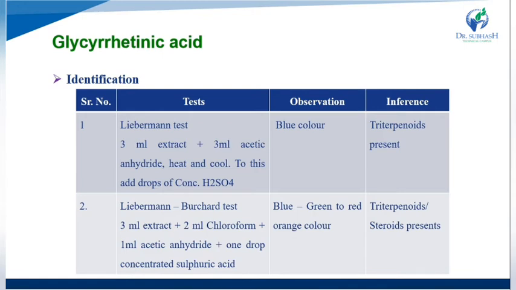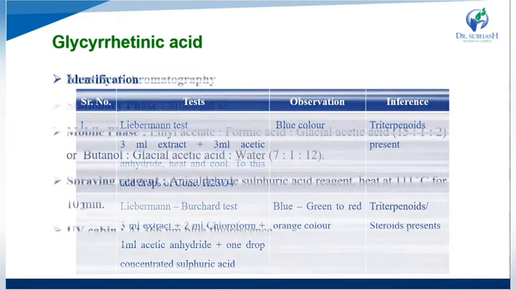The second test is the Liebermann-Burchard test. In this test we take 3 ml of the extract plus 2 ml of chloroform, 1 ml of acetic anhydride and 1 drop of concentrated sulfuric acid. It gives a blue-green color turning to red-orange. That also indicates a triterpenoid or steroidal part is present. This is the identification test of glycyrrhetinic acid.